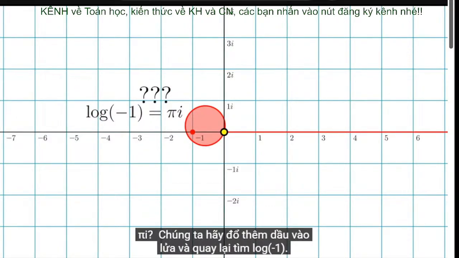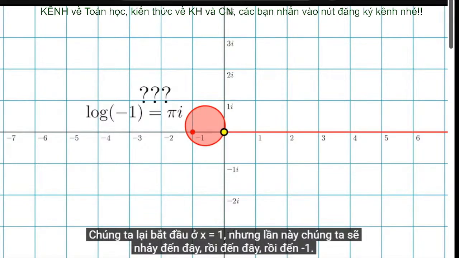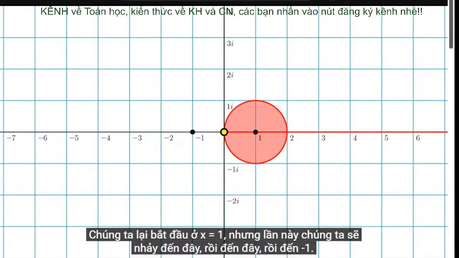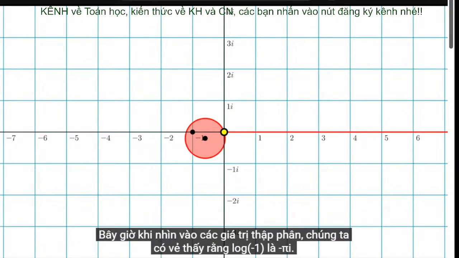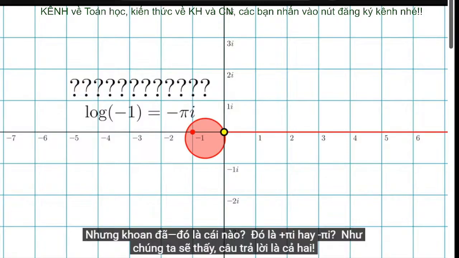Let's throw even more fuel on the fire and go back to finding the natural log of negative 1. We again start at x equals 1, but this time we'll hop here instead, and then here, and then to minus 1. Now, looking at the decimal values, we seem to be seeing that the natural log of -1 is negative pi i. But wait, which is it? Is it plus pi i or minus pi i? As we're going to see, the answer is kind of both.